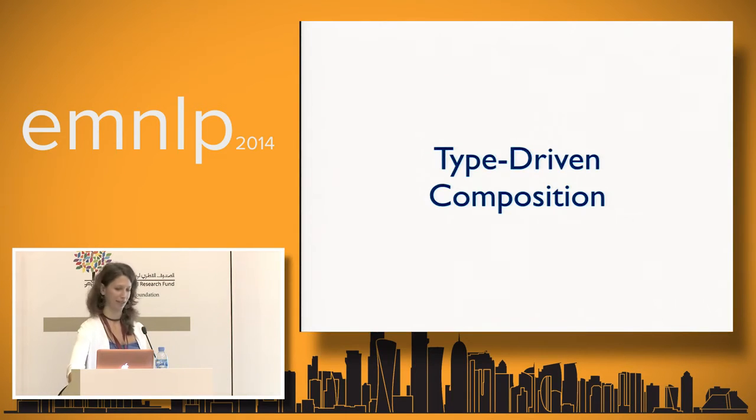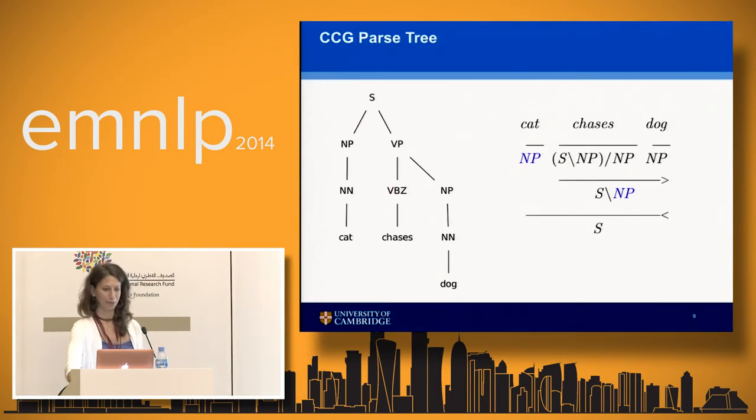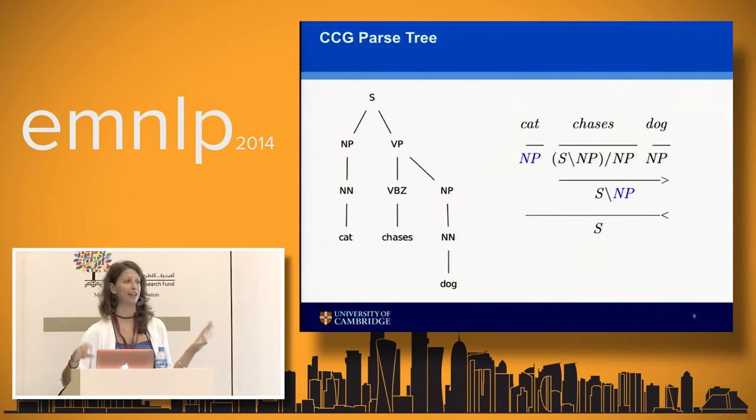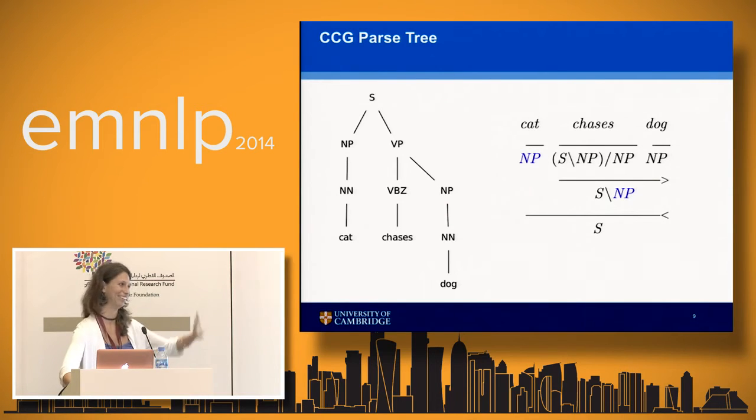So first, type-driven composition. What do I mean by that? On the left, you can see that we have a traditional parse tree. And on the right, we have the CCG equivalent, right? I hope some of you are familiar with this notation. And if you're not, don't worry. We'll get into prettier pictures later, so you don't have to know everything.